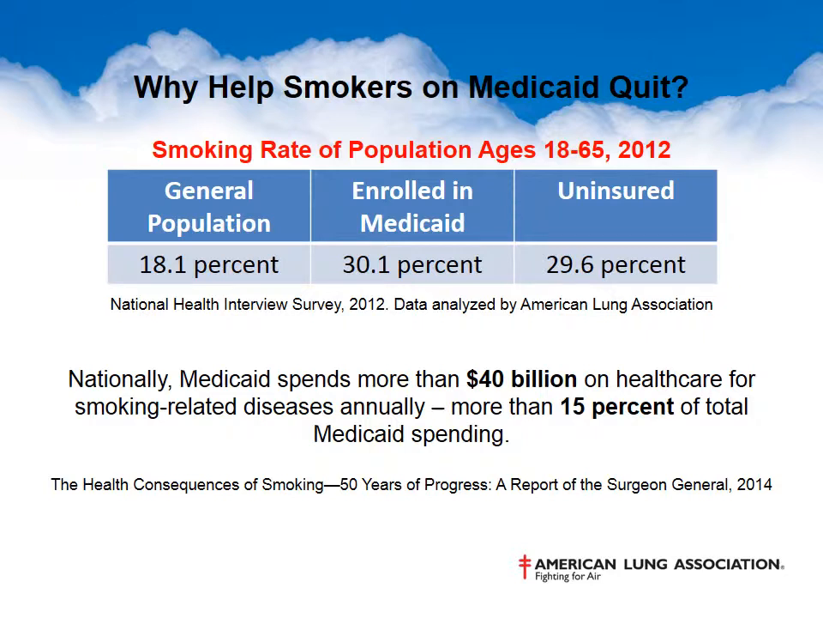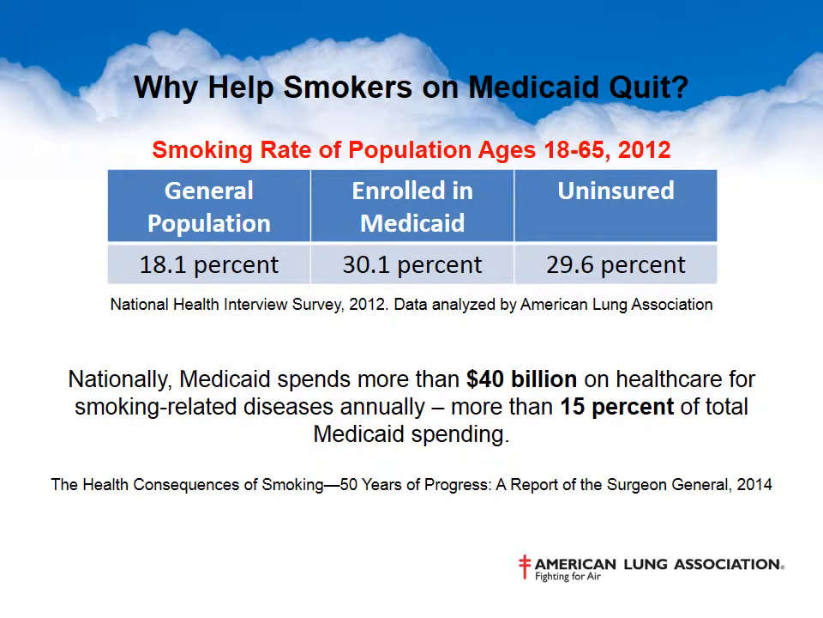So we assume that population is some folks who are now on Medicaid. The uninsured smoked at a rate of almost 30%. So we expect the smoking rate in Medicaid to increase as Medicaid expansion happens, and it was already higher than the general population to begin with.